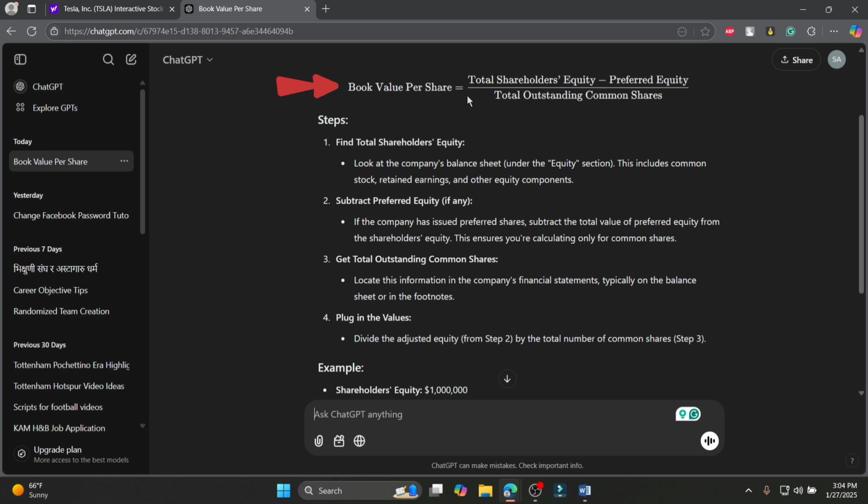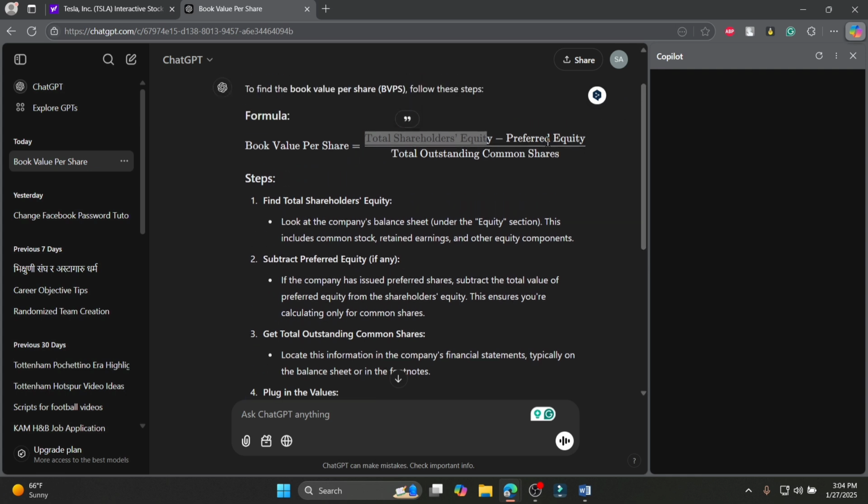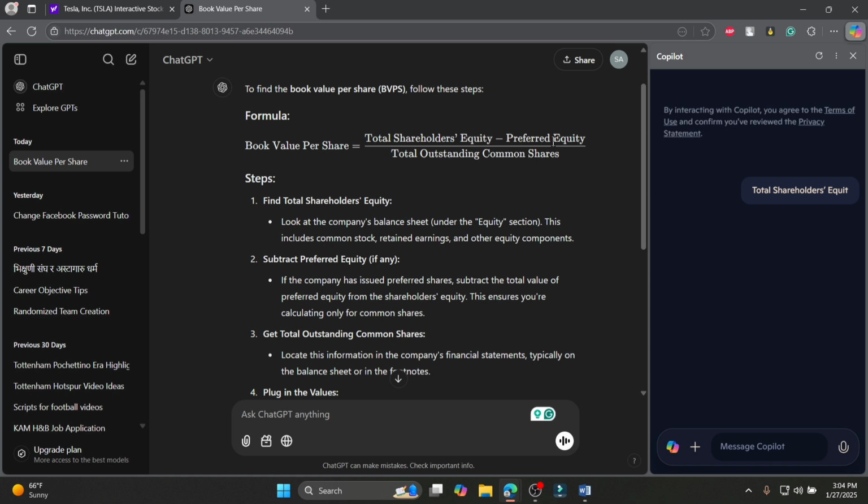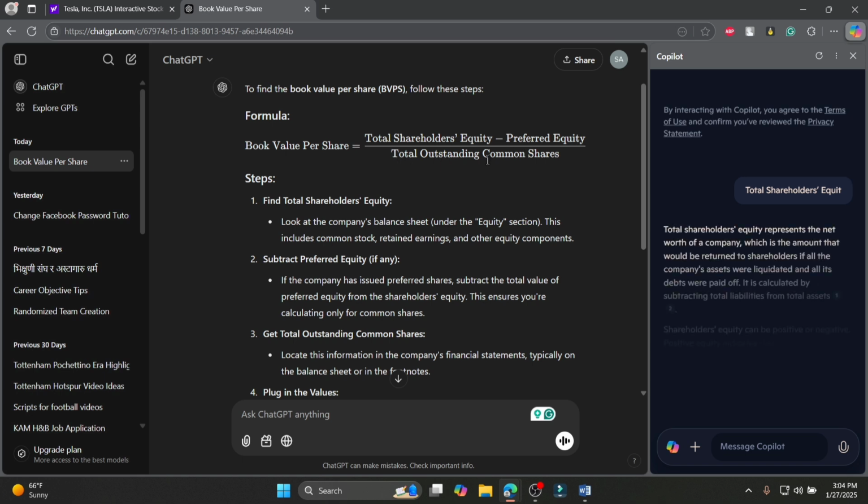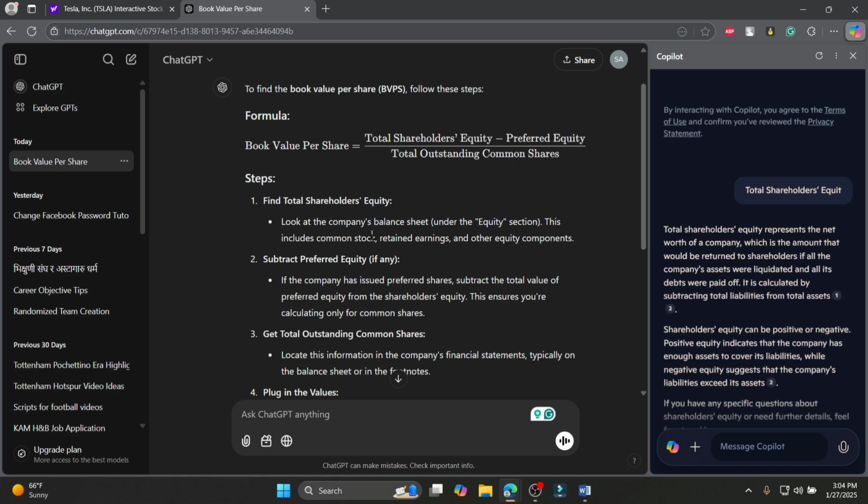To find the book value per share, first of all, you must find the total shareholders equity and you must find the preferred equity as well. And what you need to do is minus the total shareholders equity with preferred equity divided by the total outstanding common shares. So the steps are quite easy.